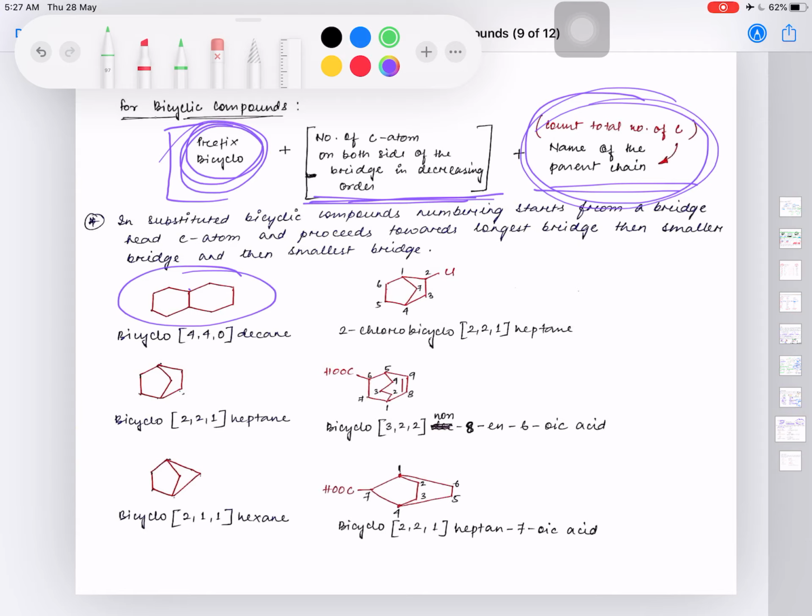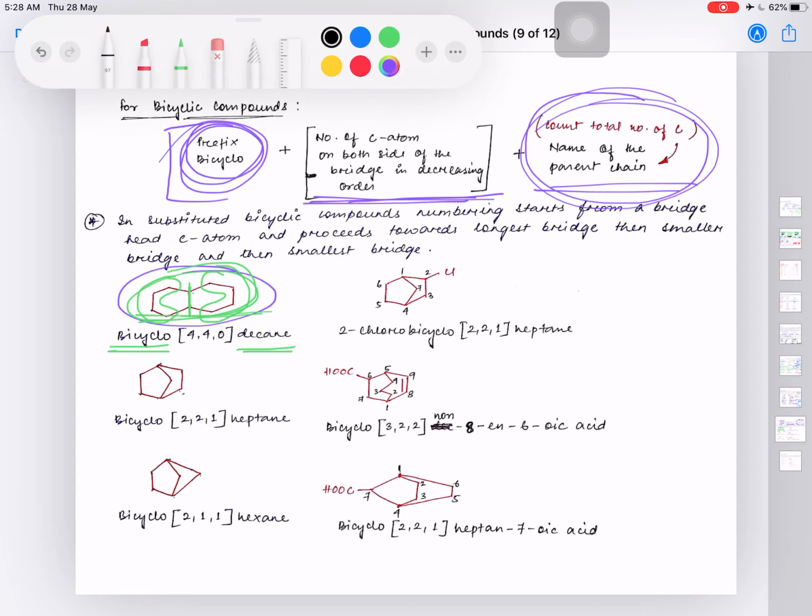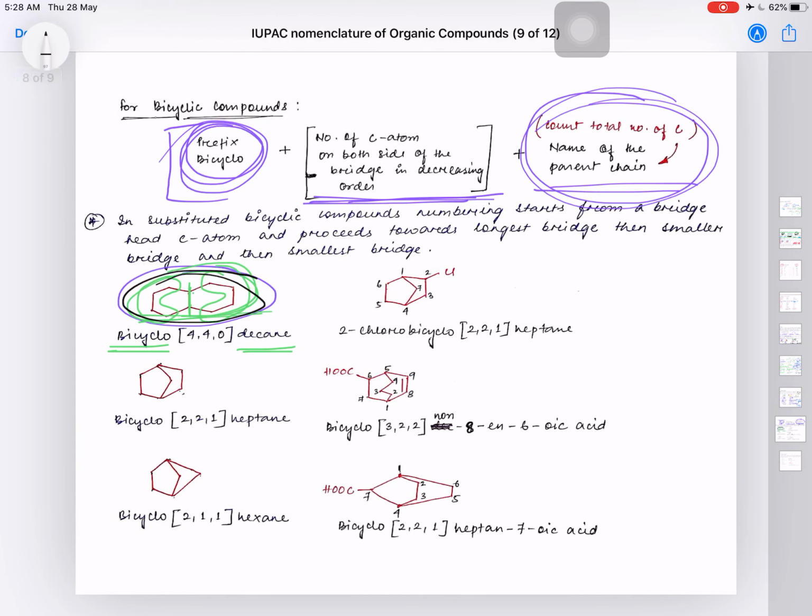Let us take the first example. Say this is the bridge. On this side of the bridge you have 4 carbons, and on this side of the bridge also 4 carbons. And in the middle, in the bridge, you have 2 carbons, and in between these 2 carbons you don't have any other carbon atom present. So in the prefix we write bicyclo, and in the suffix we write decane, because a total of 10 carbons are present in this compound.